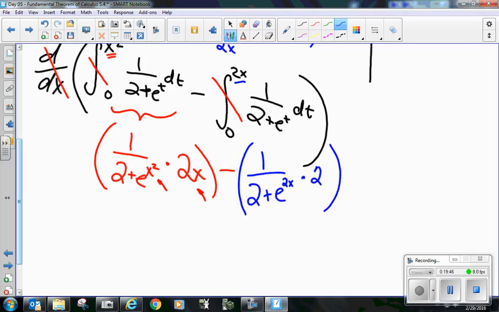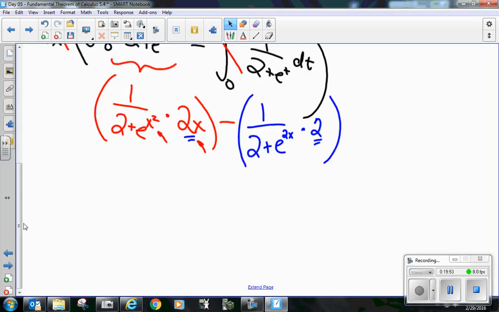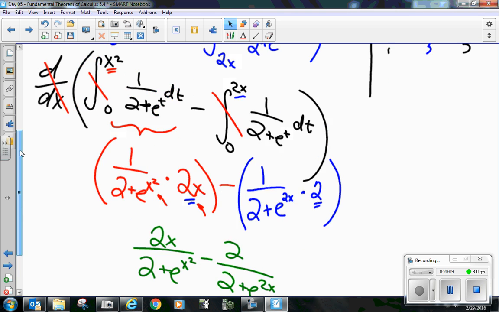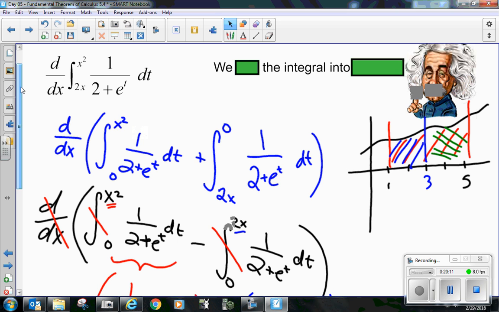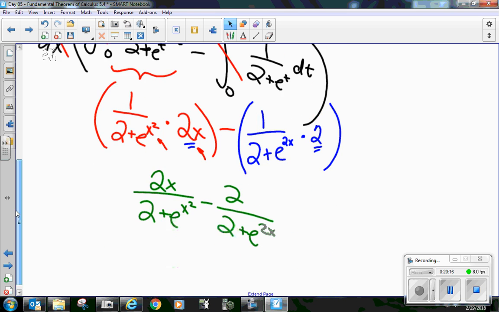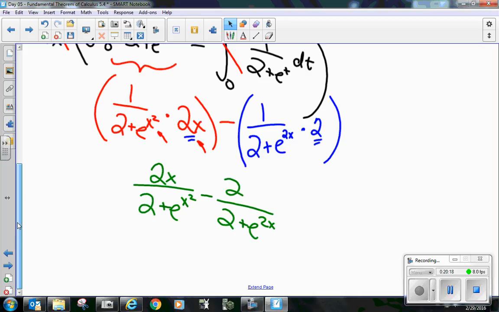And if I wanted to clean that up, I put these on the tops of the fractions. Okay? I would say my final answer would be 2x over 2 plus e to the x squared minus 2 all over 2 plus e to the 2x. If we couldn't use that first fundamental theorem of calculus, that would be very difficult to do. There we go.